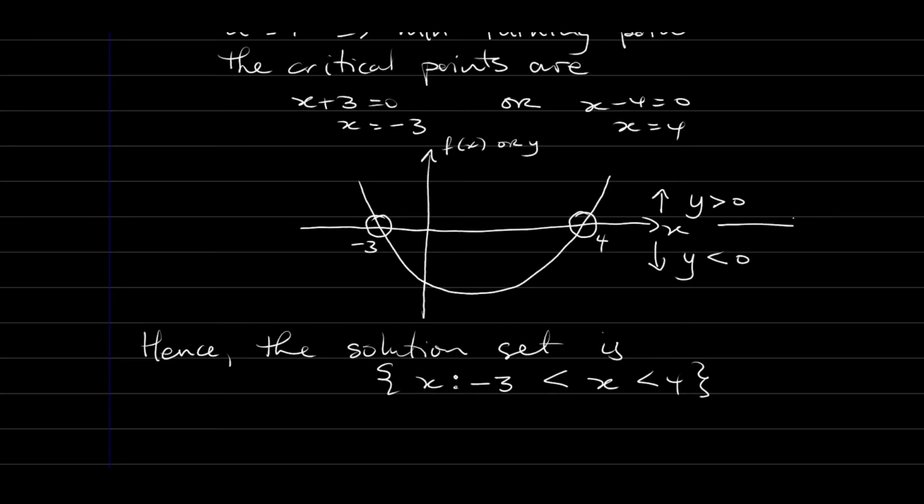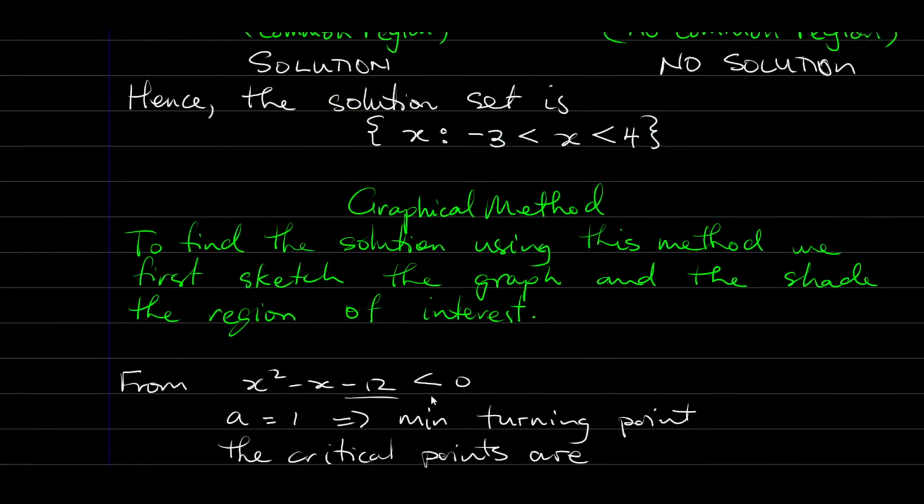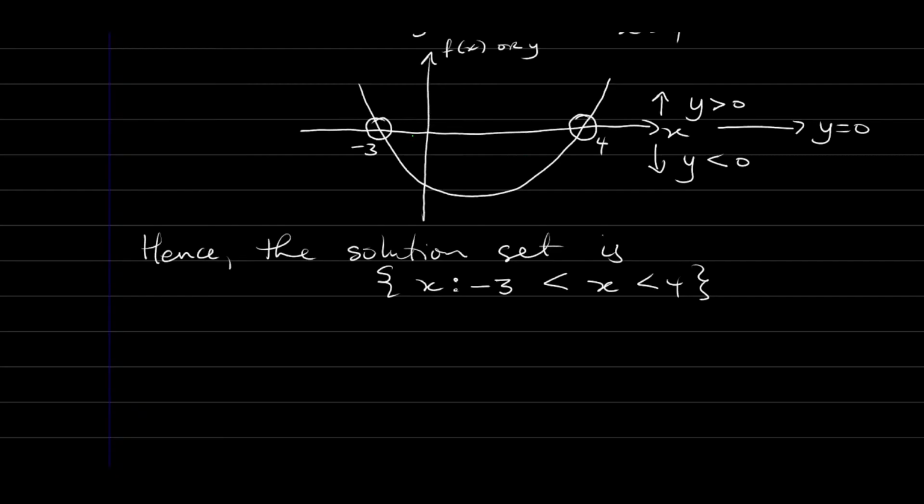Anything along this line is y equal to 0. Anything above the line is y greater than 0. Anything below the line is y less than 0. This is our solution here that we're interested in. We're interested in the less than 0. Less than 0 is below the curve, so right here. And because that is below the curve, that is the solution.